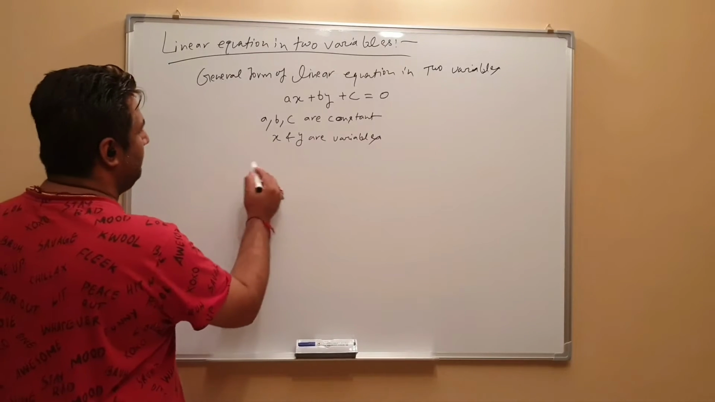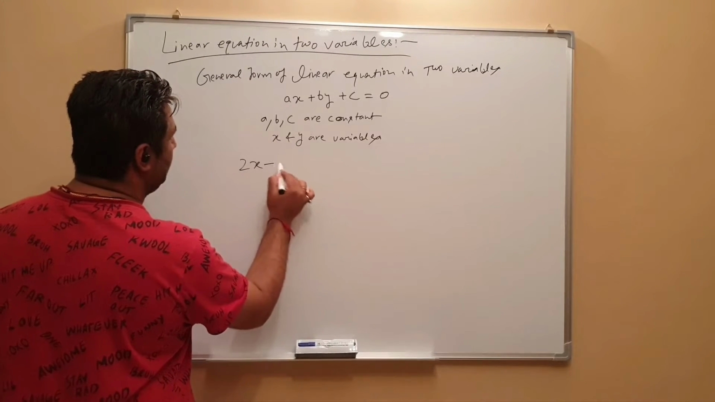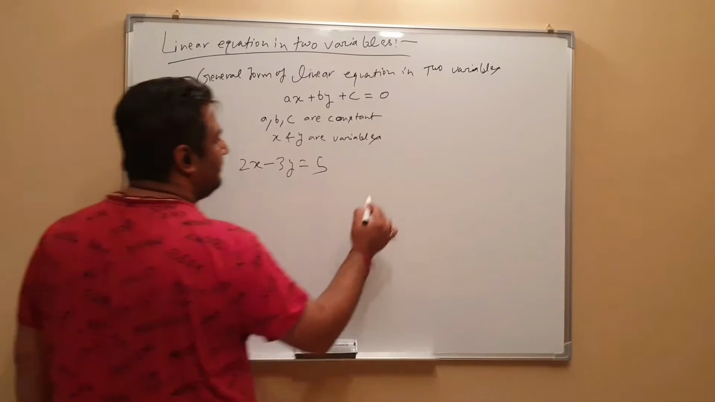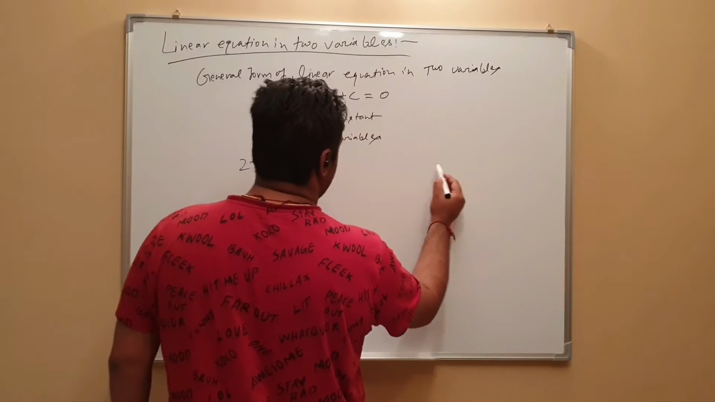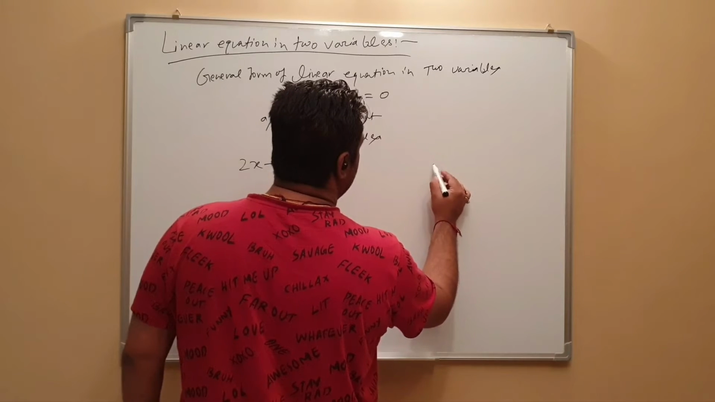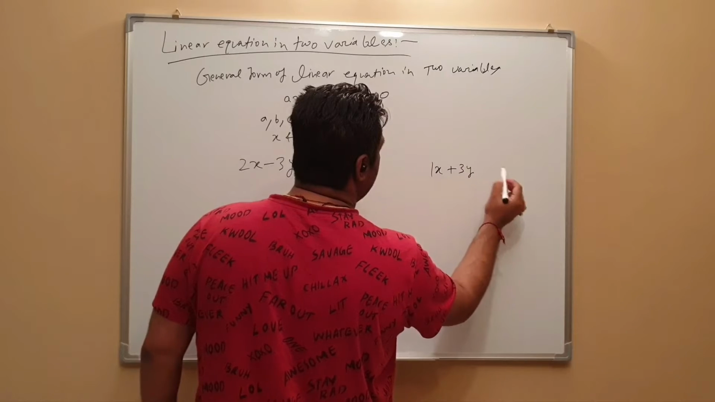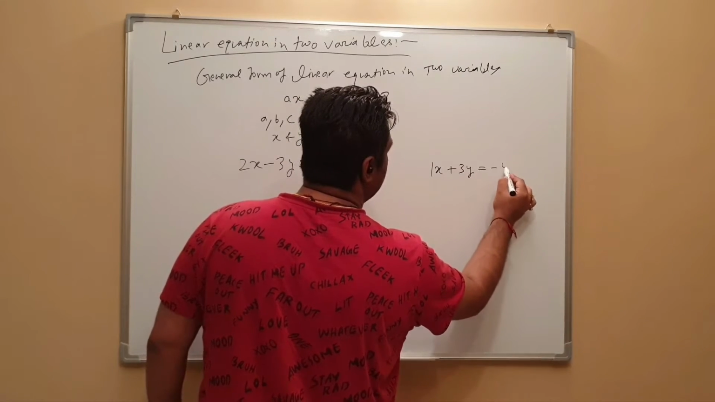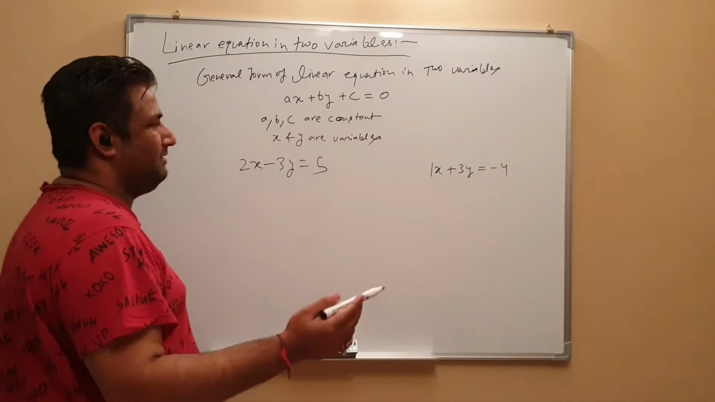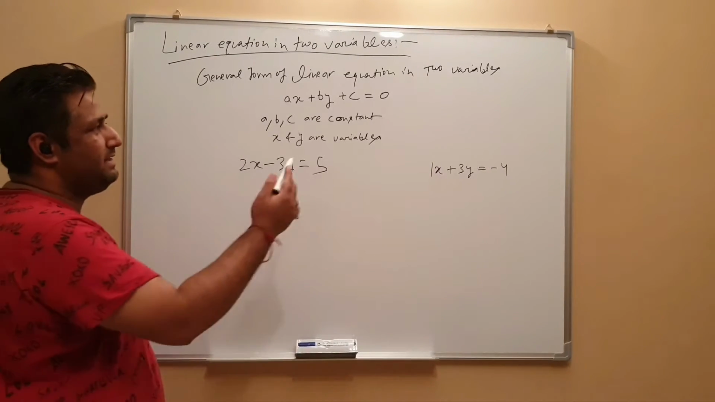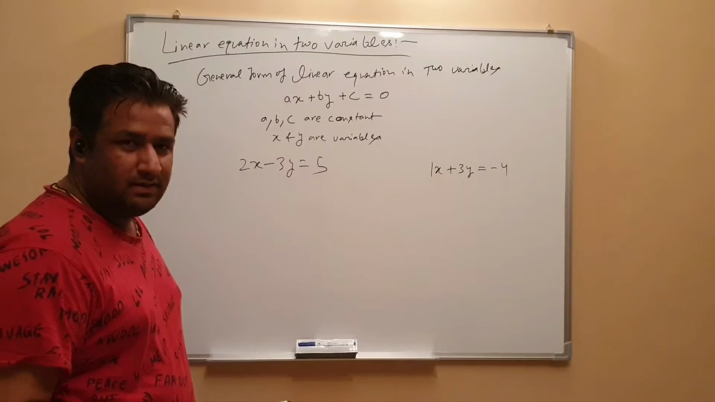For example, we have 2x minus 3y is equal to 5, and let's take one more example: 1x plus 3y is equal to minus 4. Okay, these are two examples. We have to find out a, b and c from these equations.